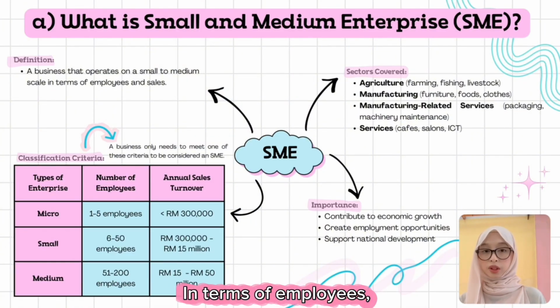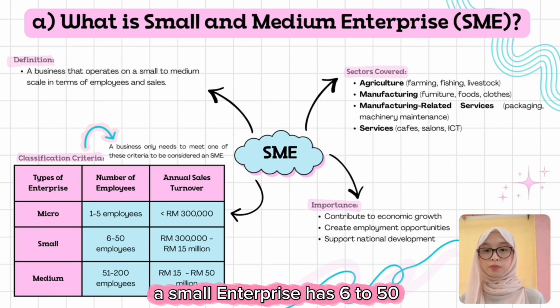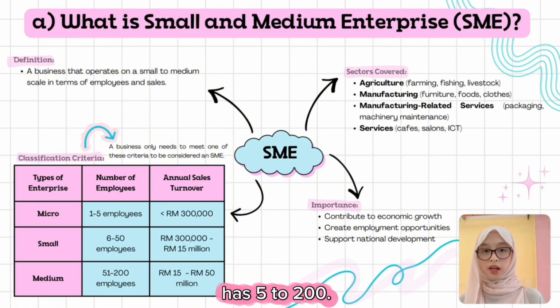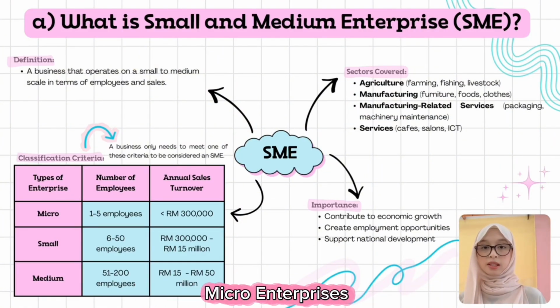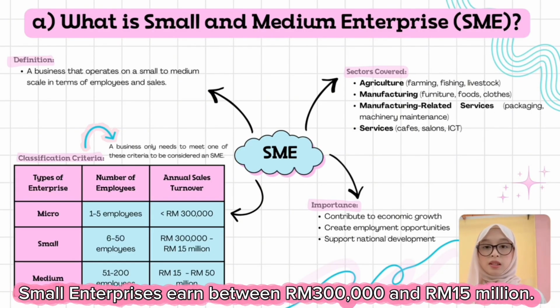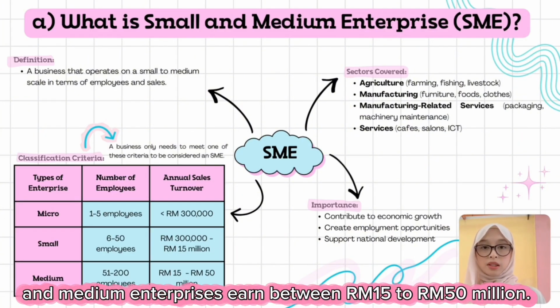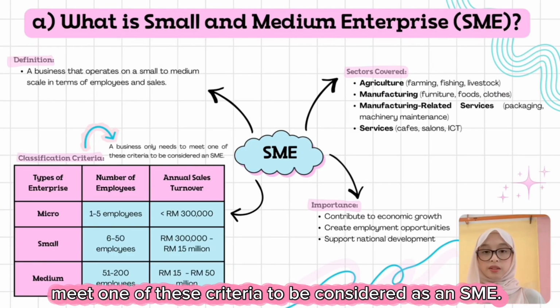In terms of employees, a micro enterprise has 1 to 5 people, a small enterprise has 6 to 50, and a medium enterprise has 5 to 200. In terms of annual sales turnover, micro enterprises earn less than 300,000 ringgit, small enterprises earn between 300,000 and 15 million ringgit, and medium enterprises earn between 15 million and 50 million ringgit. A business only needs to meet one of these criteria to be considered as an SME.